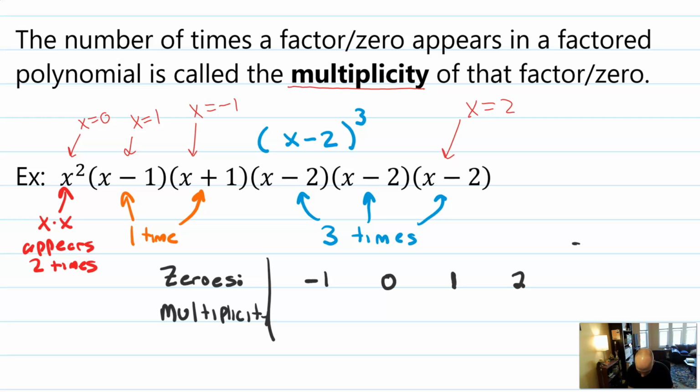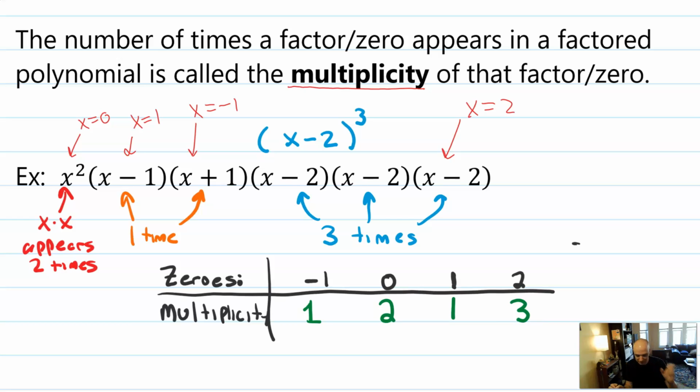So -1 had multiplicity of 1. It appeared one time. 0 came from the factor x squared, had a multiplicity of 2. It appeared twice. 1 had a multiplicity of 1. It appeared once. And the x equals 2 appeared 3 times, that had a multiplicity of 3. It's really helpful to put the zeros and their multiplicities in a little chart like this in preparation for graphing.